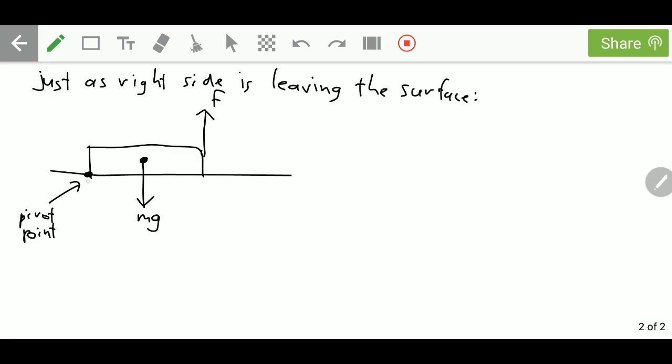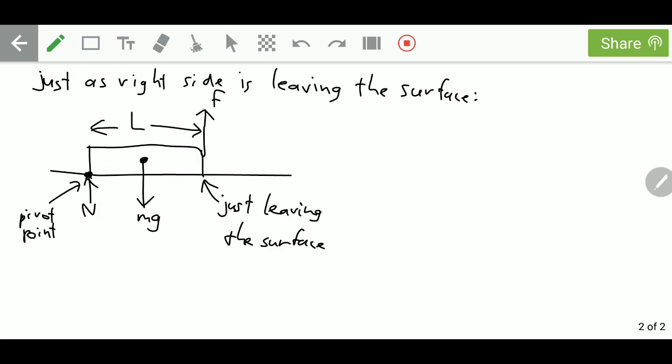And then we also have a normal force N, which is only acting on the left side, because remember, this right side is just leaving the ground, which means that the normal force can no longer act on it. So the normal force can only act on the left end point, because the rest of it will be raised ever so slightly. Now, for convenience, let's say that this block has length L. Ultimately, this won't really matter because all the L's will eventually cancel out of any equations that they show up in. But now we can set things up.